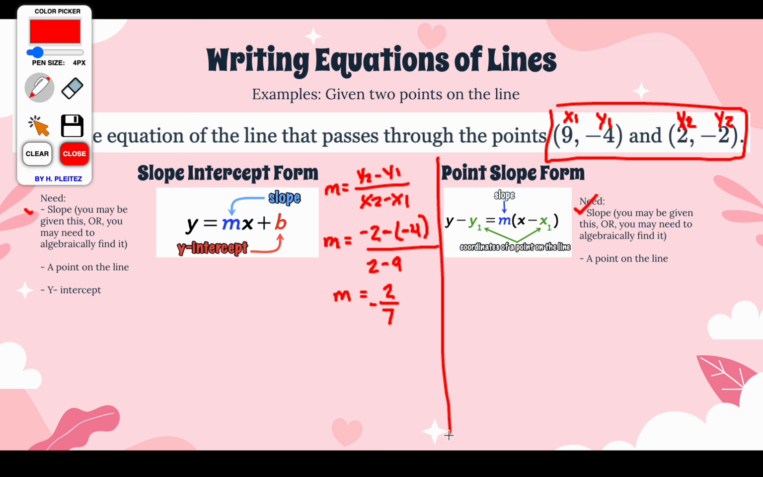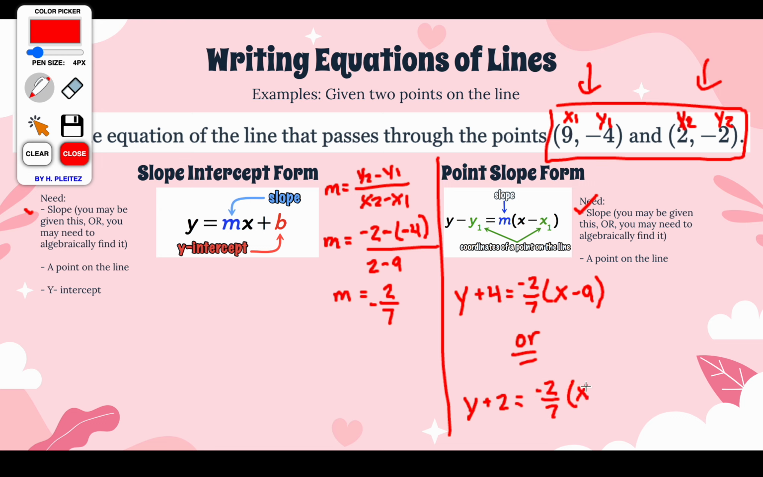For point slope form, you only need 1 point on the line, so you can choose 2 things. You can either write it using this point, and if you did that, it would be y plus 4 equals our slope, which is -2 over 7, times x minus 9. Or we can use the other point here, and if we did that, it would be y plus 2 equals, again, -2 over 7 times x, and then we would have minus 2 here. So for point slope form, you can choose whichever point you would like.